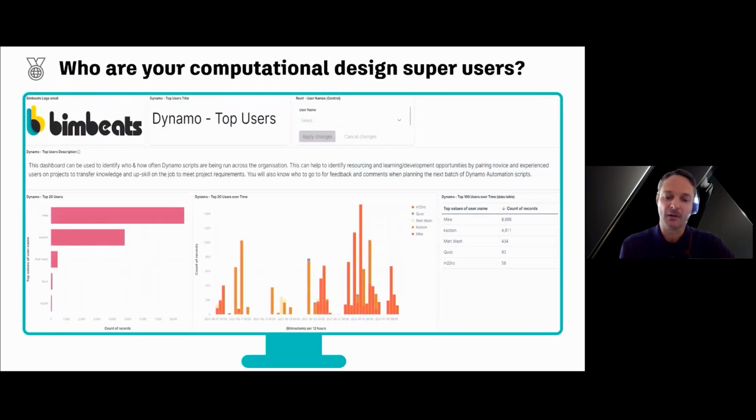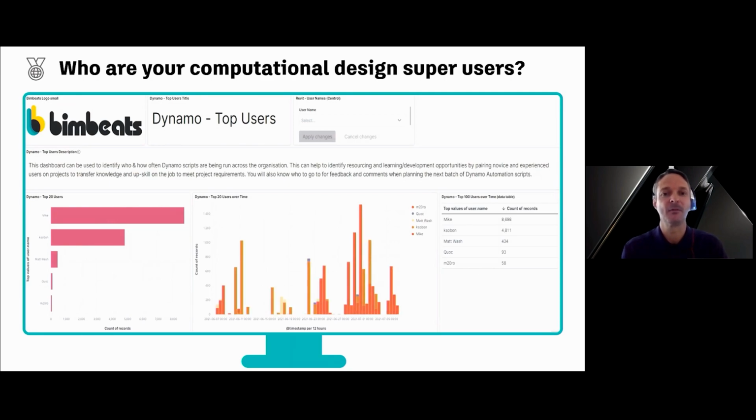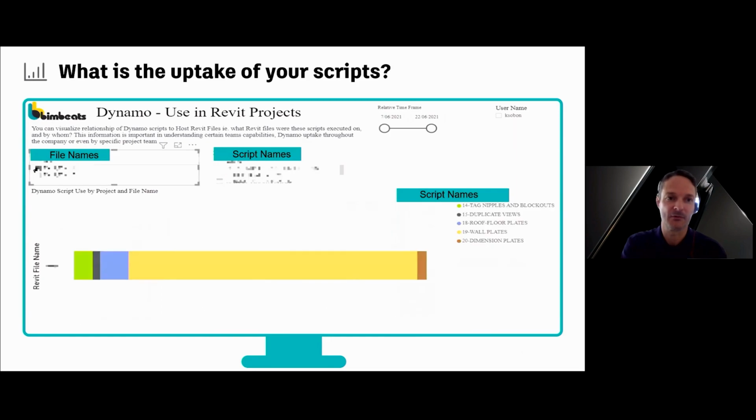So outside of Revit, we're obviously using BIMbeats for Dynamo as well, and understanding the usage of Dynamo, understanding who's using Dynamo the most, to understand who are the people that can train other people. So this is now looking at automation and the Bad Monkeys group. So no surprise, Konrad is one of our power users. And then we can start drilling down into how those Dynamo scripts are used on projects by the file, by the script name, over any period of time by the user.